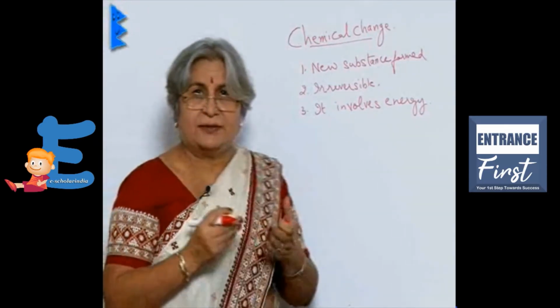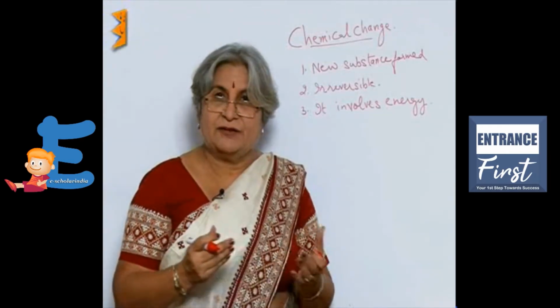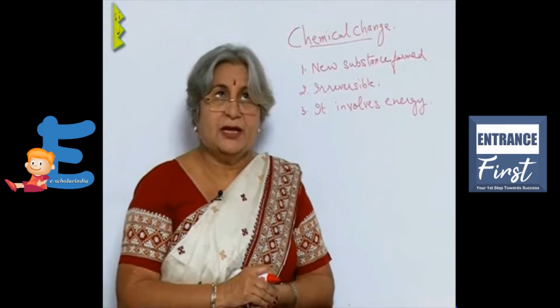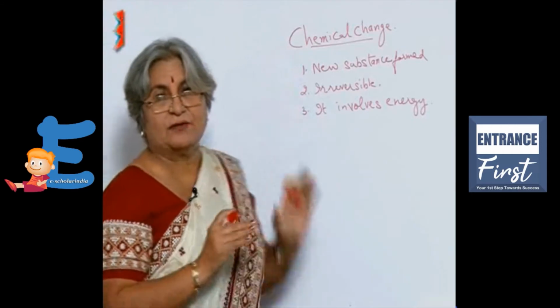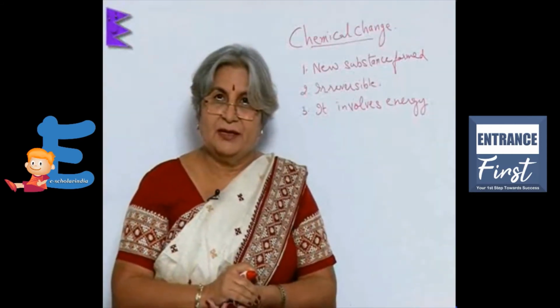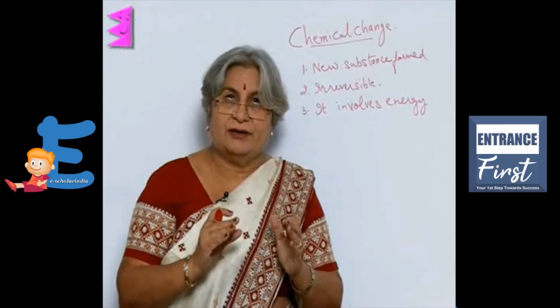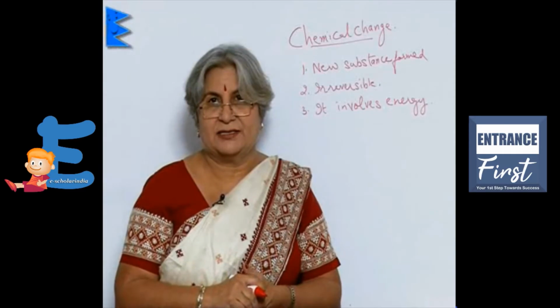Not only this, there can be a change of color, there can be a change of state, there can be change of taste, and so many things happen. Now, why do these chemical changes take place? That is what we are going to understand today. Chemical changes are there because some kind of reaction has taken place. A chemical reaction has taken place.